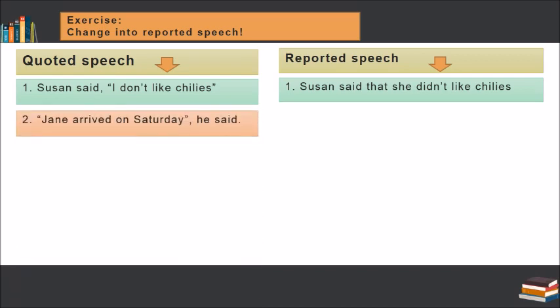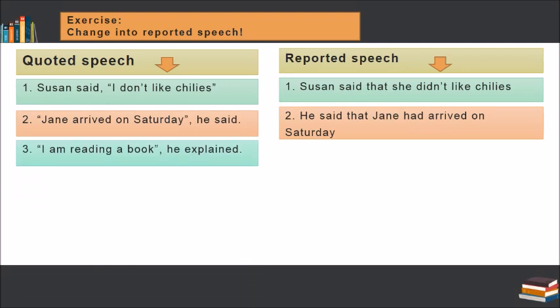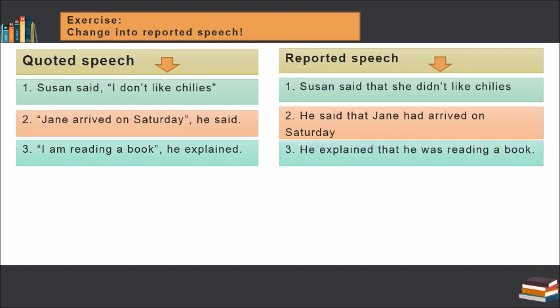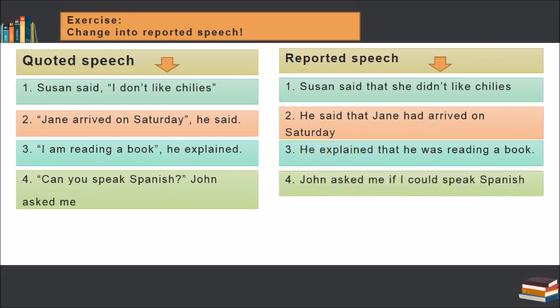Number 2. "Jane arrived on Saturday," he said. And the answer is, he said that Jane had arrived on Saturday. Number 3. "I am reading a book," he explained. And the answer is, he explained that he was reading a book. Number 4. "Can you speak Spanish?" John asked me. And the reported speech is, John asked me if I could speak Spanish.